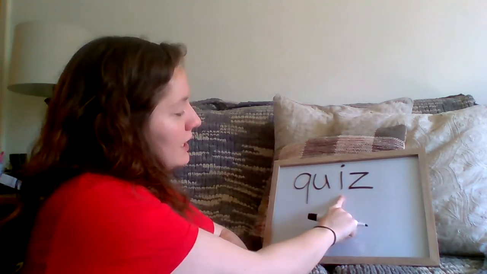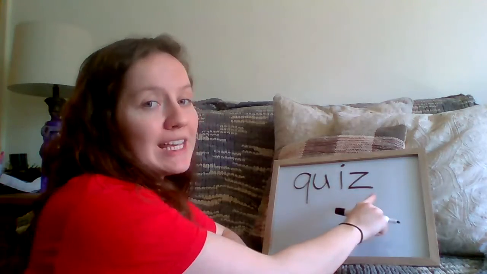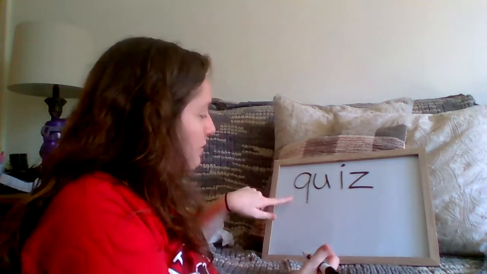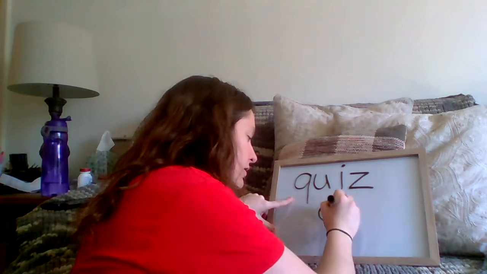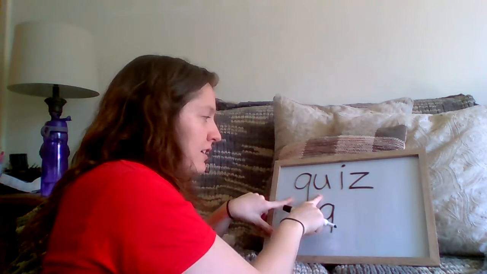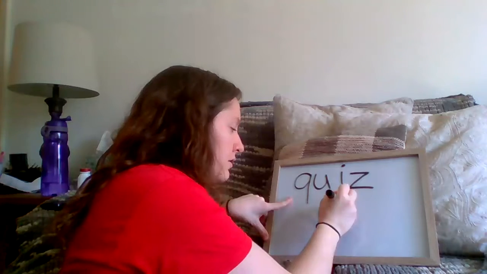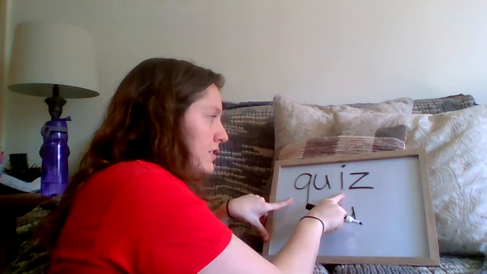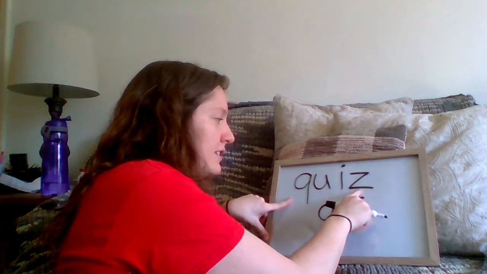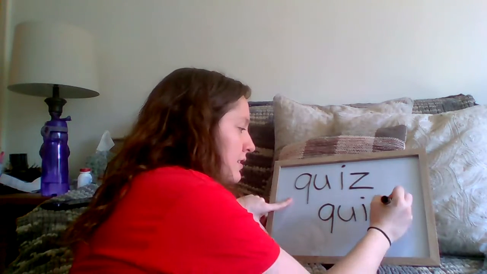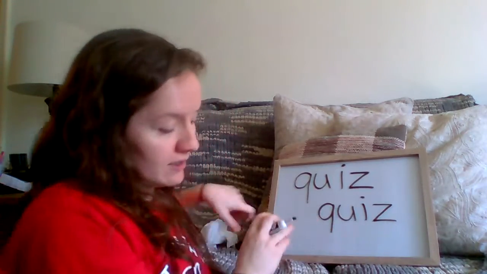Okay, let's sound it out to make sure we have the right word. Qu, is, quiz. Now let's rewrite it. First letter was Q. What was the next letter? U. Then there's an I. And the last letter is a Z. And that word is quiz.